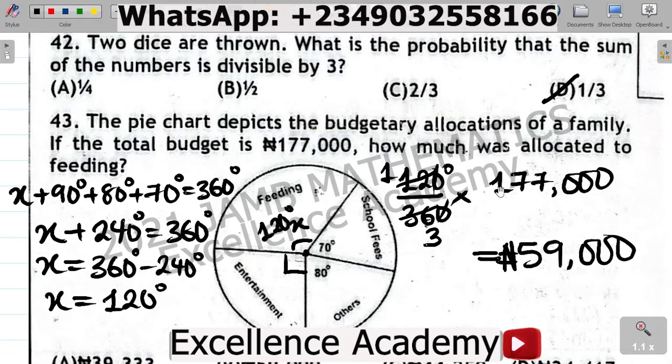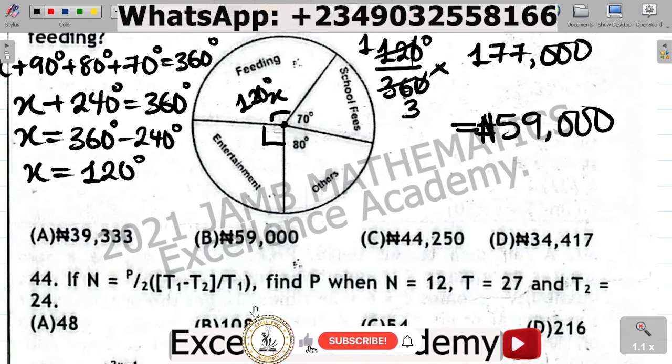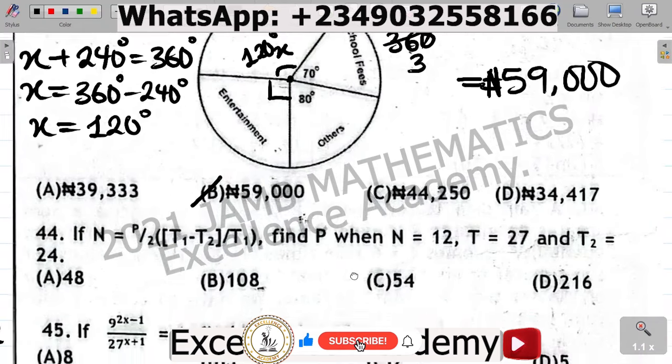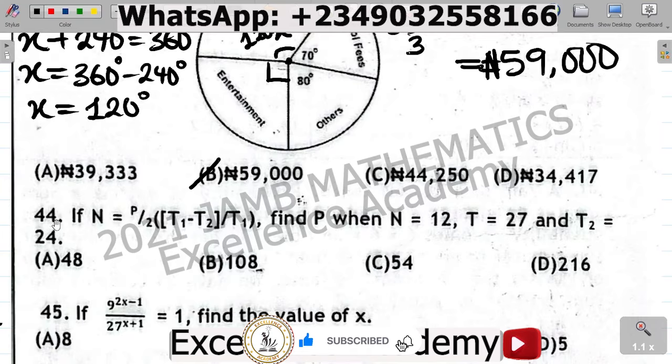This is simply 1 times 177,000, and that will give you 177,000 divided by 3. You have 59,000. So the correct answer here is B, 59,000. So that's your answer. Let's look at question 44.